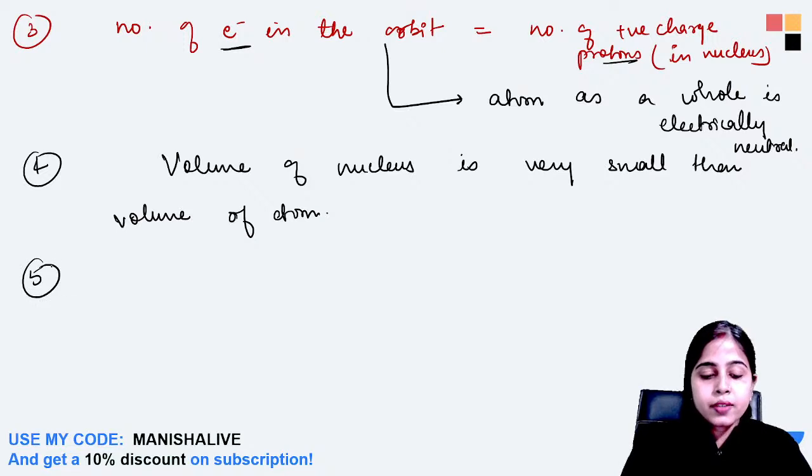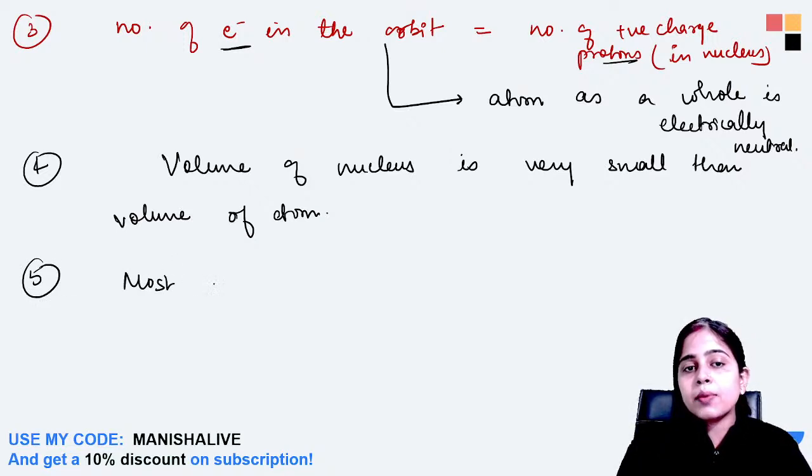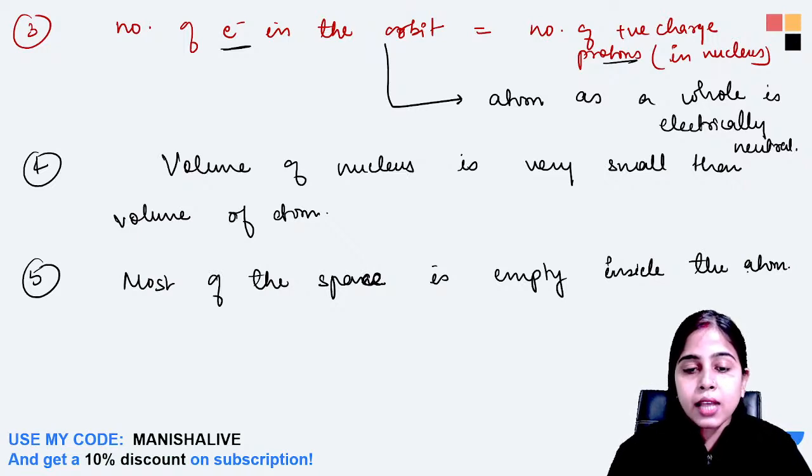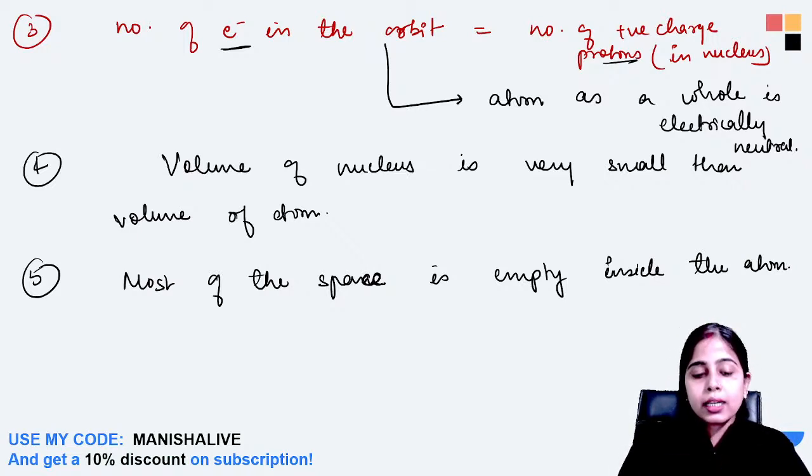Yes. The fifth observation is that most of the space in the atom is empty. How did he come to this conclusion? Because many alpha particles, many rays, were passing undeflected through the gold foil. That's why he considered that most of the space inside the atom is empty. Clear? So because of that, the alpha particles were passing through the gold foil undeflected.